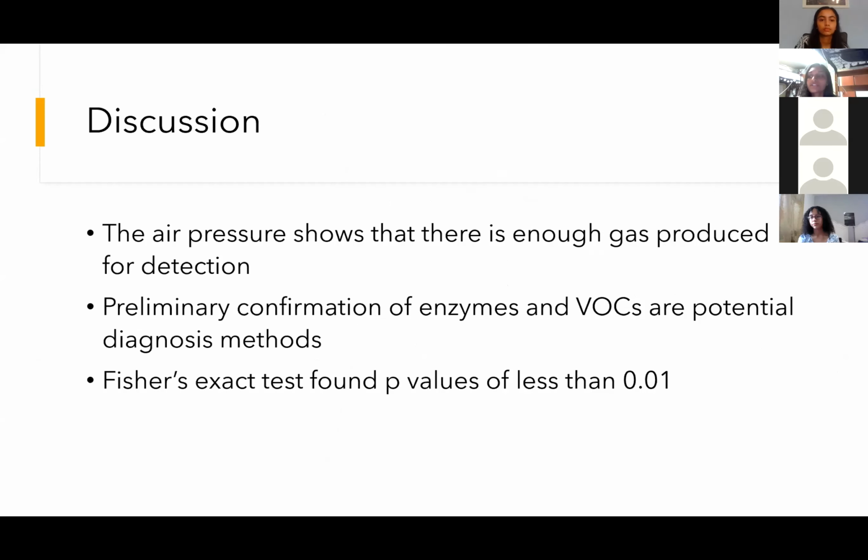The air pressure showed that there was enough accumulation of gas produced by the bacteria to be used for detection. Fisher's exact test gave a p-value of less than 0.01 in the effectiveness of these methods, finding that this study gives preliminary confirmation of enzyme biomarkers and VOCs as potential diagnosis methods for patients with bacterial infectious diseases.